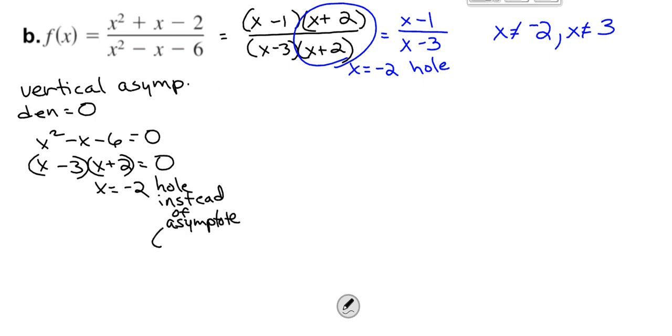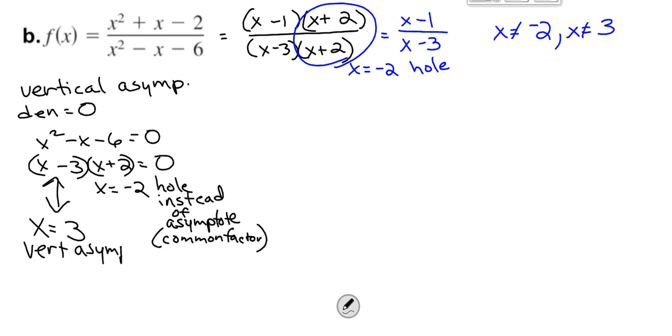And the reason being is that it was a common factor, and it can be distributed or canceled off as we go. But at x equals 3, x minus 3 equals 0. At x equals 3, that will be a vertical asymptote. So something to be careful of in the vertical asymptotes. Then horizontal asymptotes, we'll look at that also.